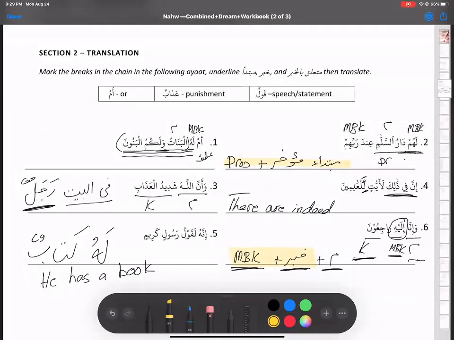Okay, then we have number 5, innahu laqawlu rasulin kareem. So what is that now? What is innahu? Jumla ismiya and it's mubtada. So innahu is our mubtada. What is laqawlu? Laqawlu rasulin is idafa. And then rasulin kareem is mawsuf sifa. And what kind of lam is that? Lam of taakid. Okay, yeah.